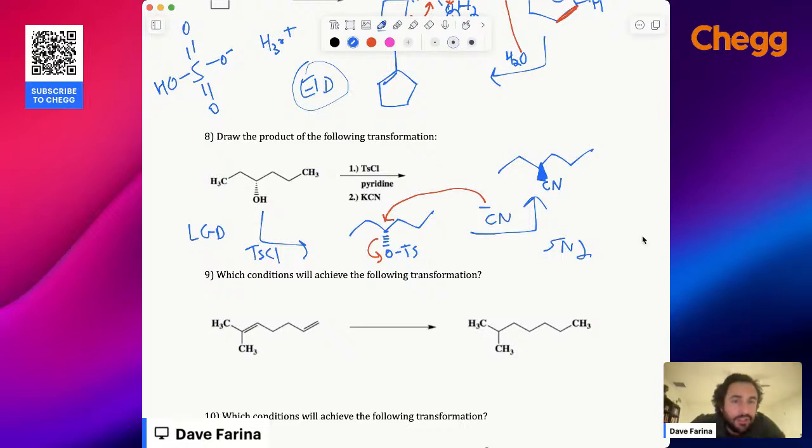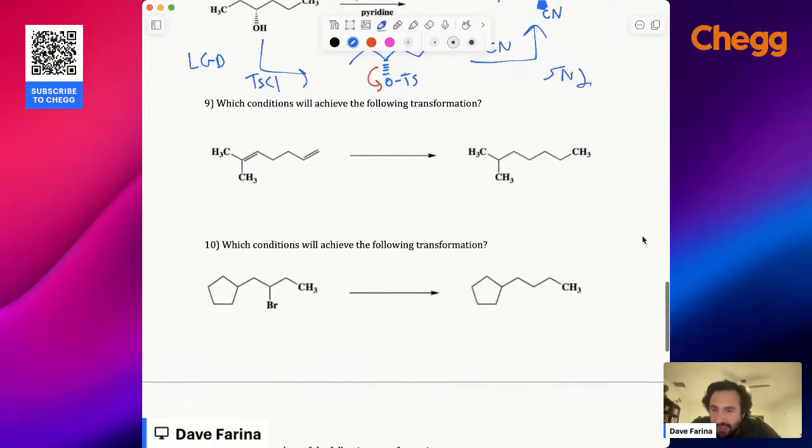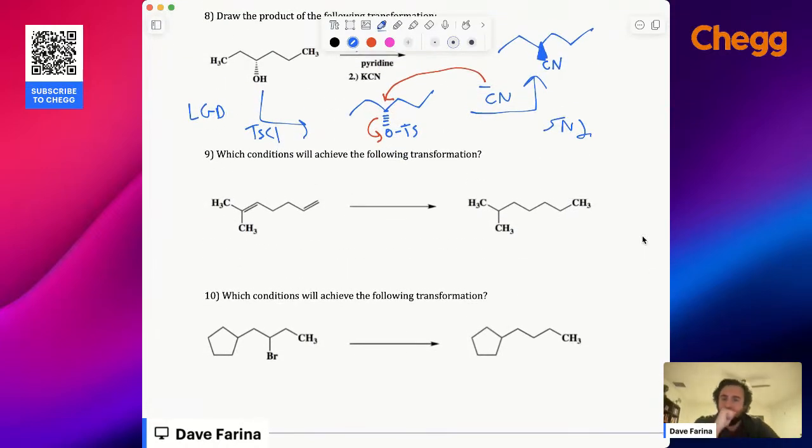Okay, let's go ahead and do one more, maybe two. Yeah, we can probably get both of these. So, all right. 9. Which conditions will achieve the following transformation?